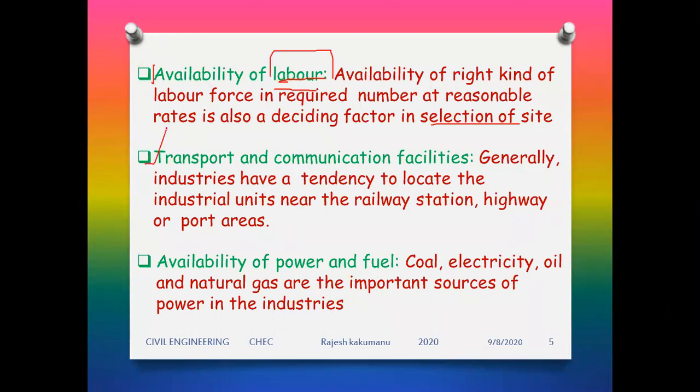So ఎక్కడ పెట్టినా కూడా, కొండ మీద పెట్టినా, లోయలో పెట్టినా, first thing transportation and communication facilities are very very important. So generally industries have a tendency to locate the industrial units near the railway station or a highway or a port areas. అంతే కదా. రైల్వే స్టేషన్లో, హైవేస్లో, పోర్ట్ ఏరియాస్. ఇందాక మనం హైవే గురించి చెప్పుకున్నాం. ఏది? యువర్ కాటన్, యువర్ రెడ్ చిల్లీస్, యువర్ టొబాకో.